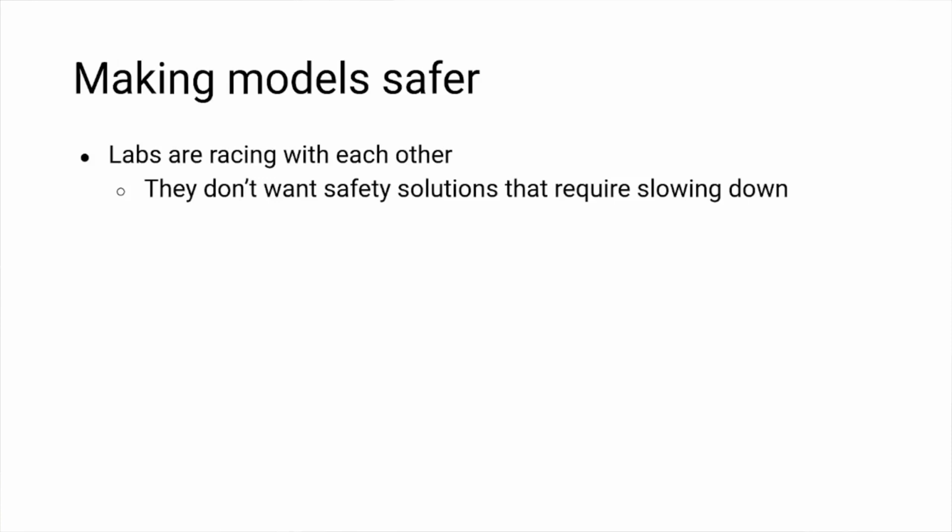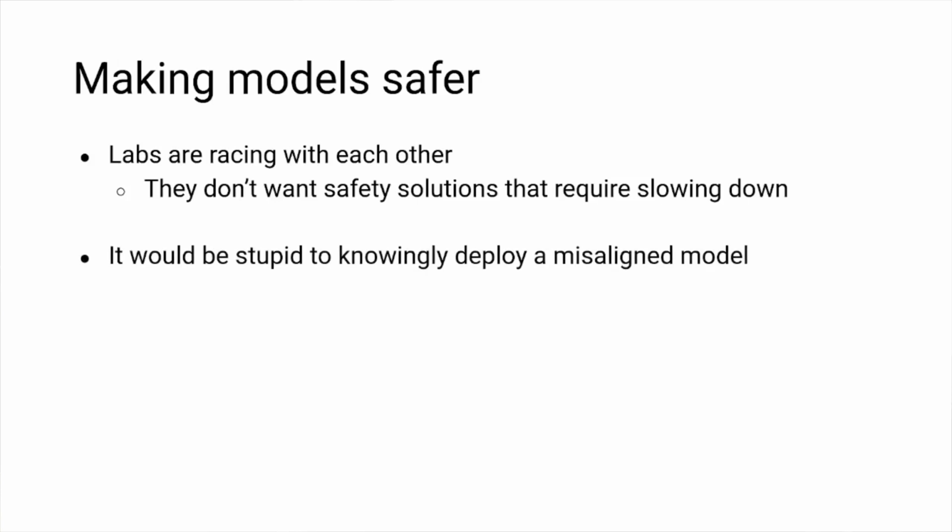If we had maybe more governance pressure, if there was more coordination or more political will, maybe they could be forced to slow down if they were all slowing down at once. But they're probably not going to do this on their own because it would make them too uncompetitive. However, they're not stupid. They're not going to knowingly deploy a misaligned model.